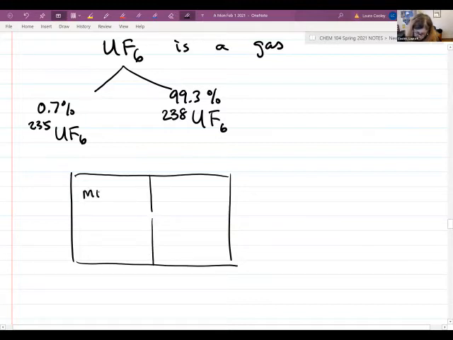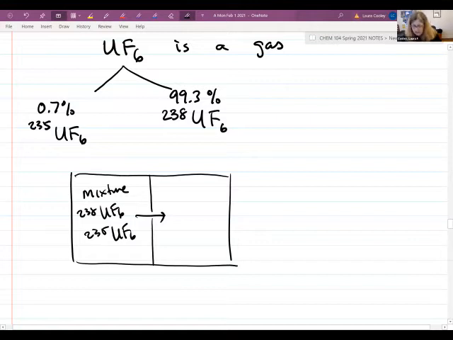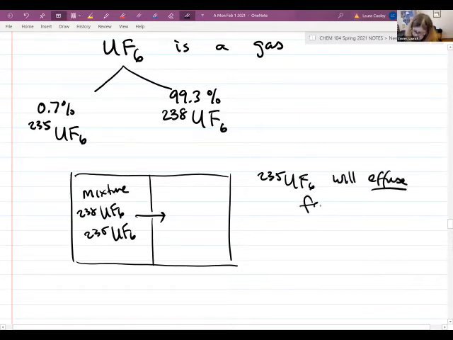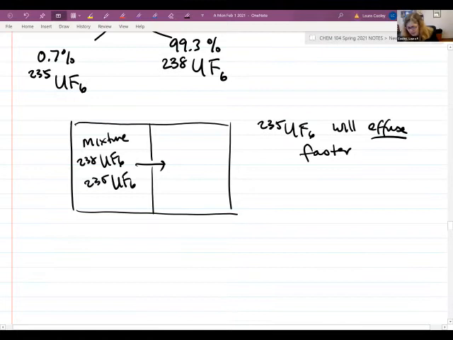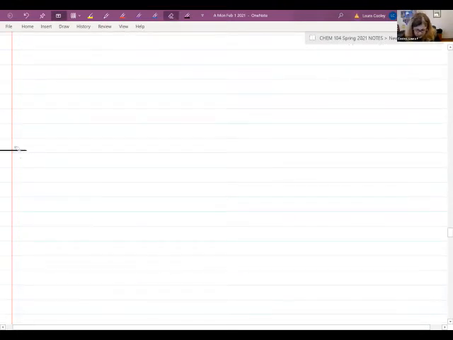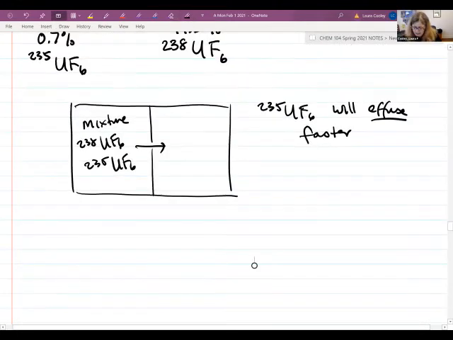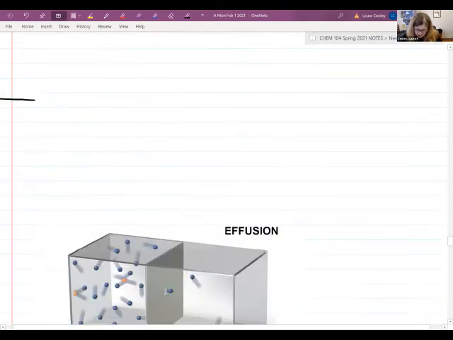So they'll have the mixture of 238 UF6 and 235 UF6. And what's going to happen is that the 235 UF6 will effuse faster. Will it effuse a lot faster? No. Let me go through a few slides I have to show you on this. Yeah, let's go ahead and do it.